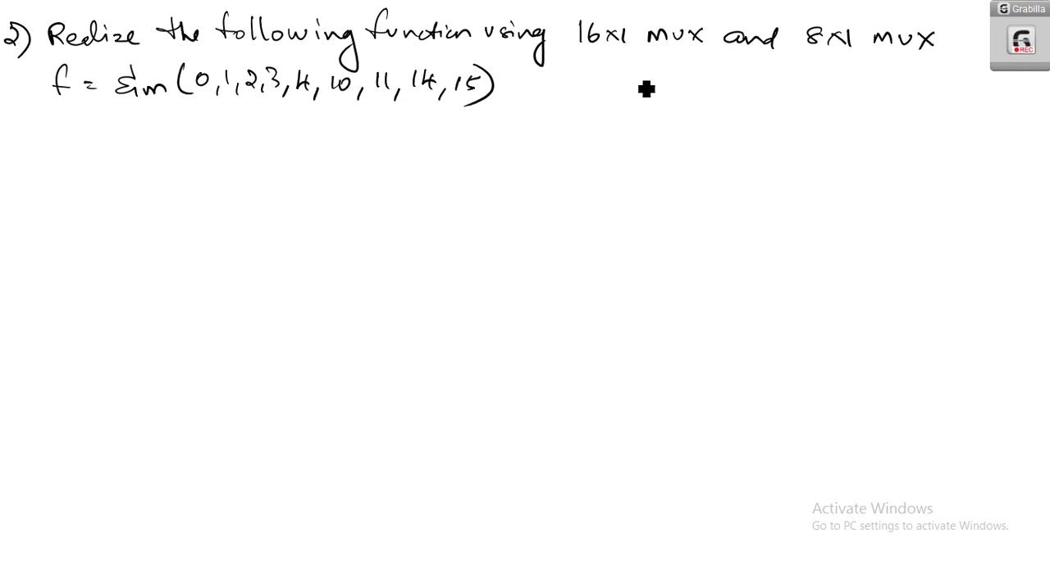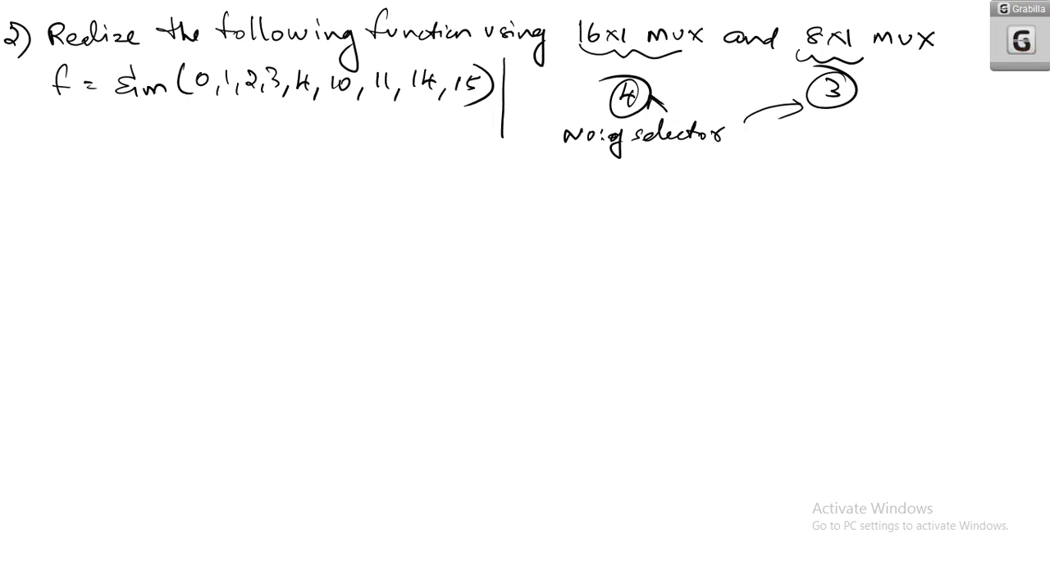So now first I am going to deal with 16 by 1 MUX. For a 16 by 1 MUX, the minimum number of select switches required is 4. Whereas for 8 by 1 MUX, you need only 3 select switches. So these are the number of selectors. Now let me draw the truth table of the given function.